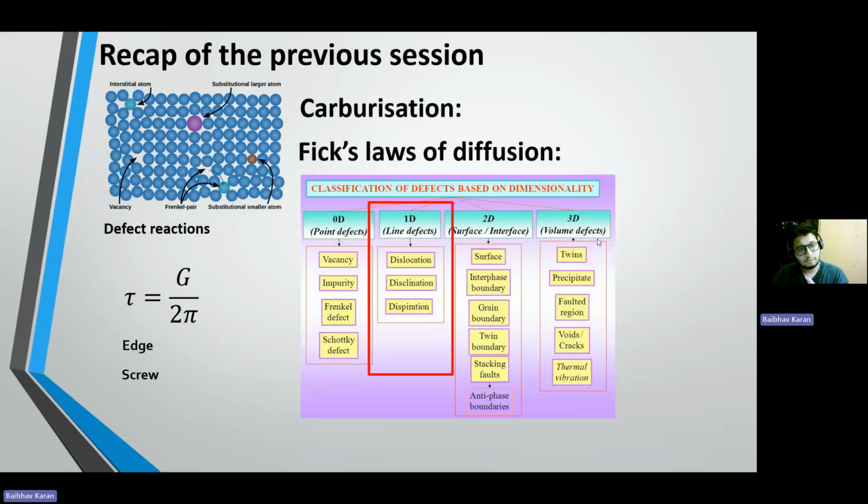What is the classification of defects on the basis of dimensionality, such as 0D, one-dimensional, two-dimensional, and three-dimensional defects? Then we studied a lot about zero-dimensional defects or point defects. We studied vacancy, impurity, Frenkel, and Schottky defects. Vacancy and impurity are defects existing in non-ionic solids, whereas Frenkel and Schottky defects are present in ionic solids.